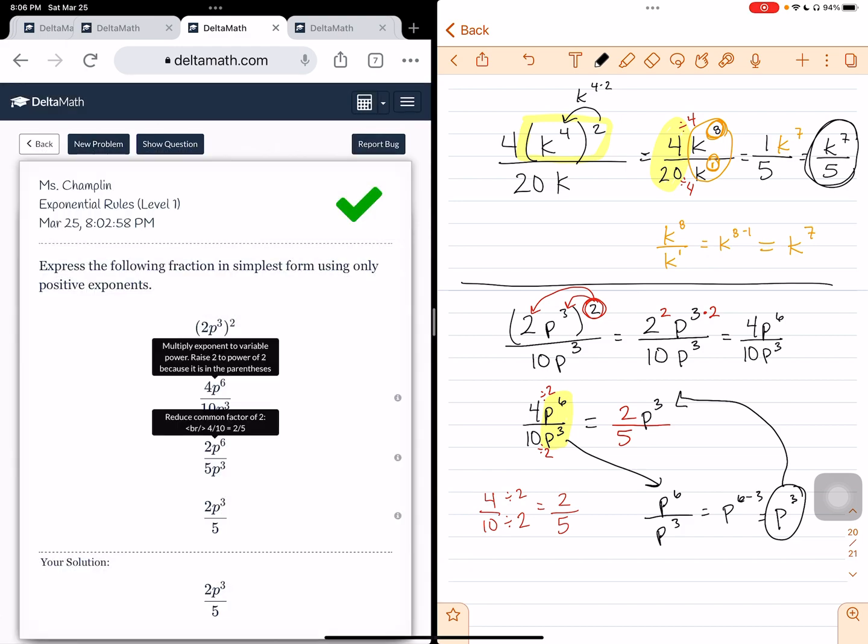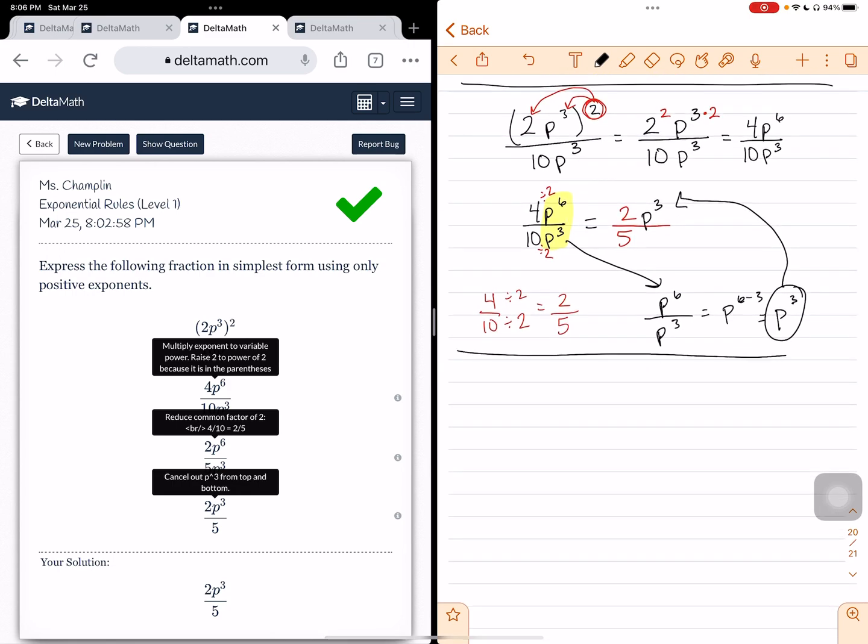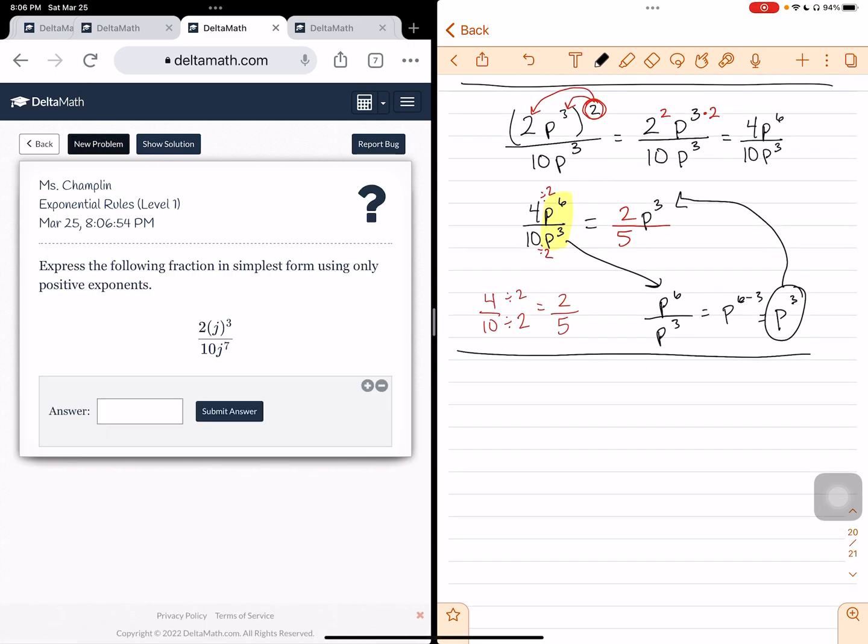And then again, you can kind of see that they explain out what they did, and then you have to make sure that you're really reading their steps. Okay? I'm doing my best to write everything off to the side for you so you can see what I'm doing within each step. So that's why I have all these arrows and whatnot. All right, let's see another one.